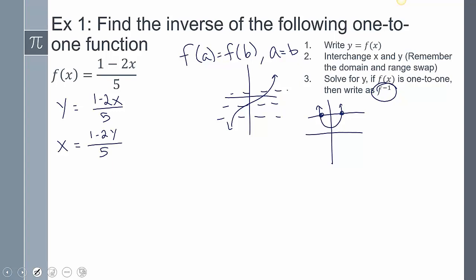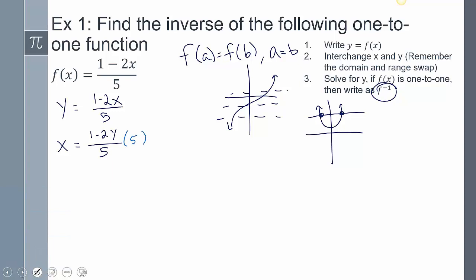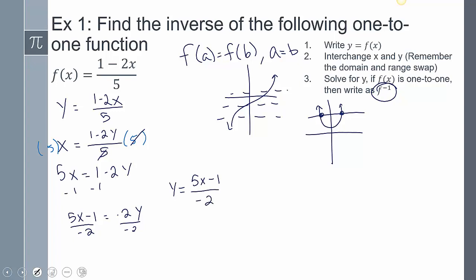But I want to be able to write this in terms of a function. So I need to get y by itself. And so the rest is all algebra in trying to get y by itself. And so I'm going to multiply both sides by 5. And so I'm going to get 5x equals 1 minus 2y, because those will cancel out. And then I can subtract 1 on both sides, and so I get 5x minus 1 equals negative 2y. Then divide both sides by negative 2, and so I'm going to get y equals 5x minus 1 all over negative 2.